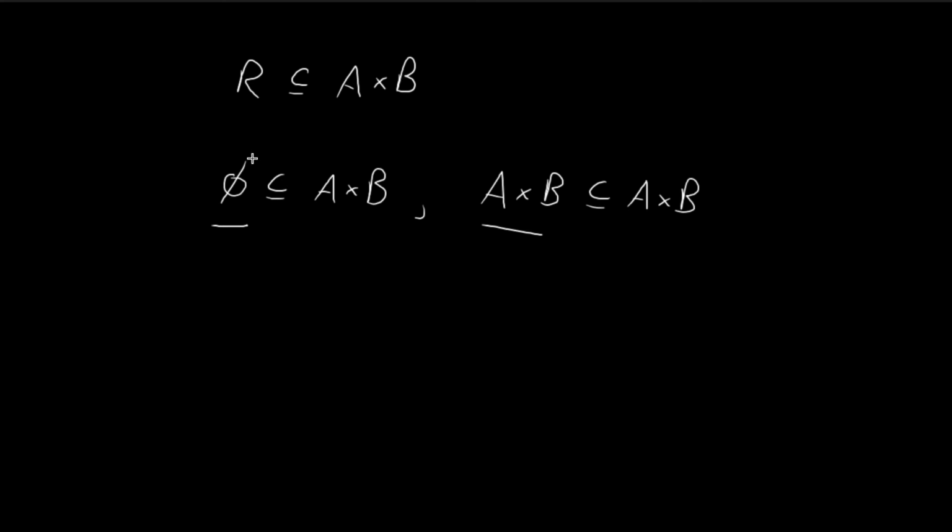And if our relation is the null set, then this is a relation where no elements from A to B are related. And on the other hand, if our relation is A cross B, then this is the other extreme case where all the elements are related to each other. So these are two extreme cases you can consider.